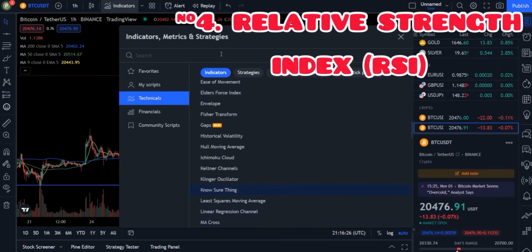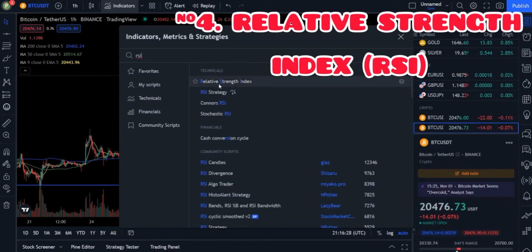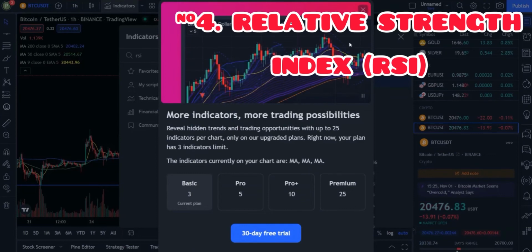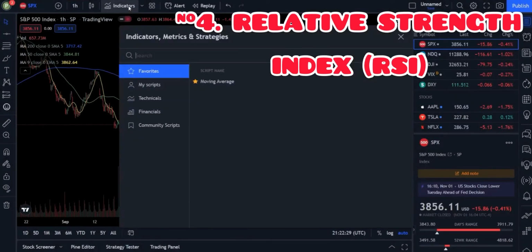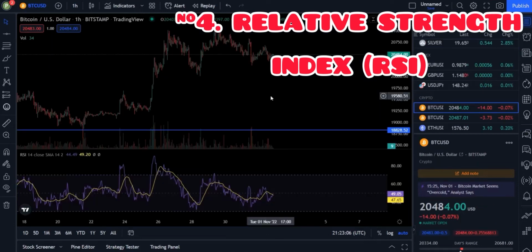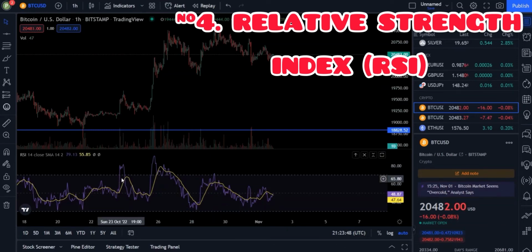I know one of them that is really popular is the relative strength index, the RSI. All right, so let's go ahead and take these indicators off, and we're going to put the RSI on. All right, so here's the RSI, guys. Basically, the RSI is the relative strength index. What the RSI does is it measures the relative strength of the market.